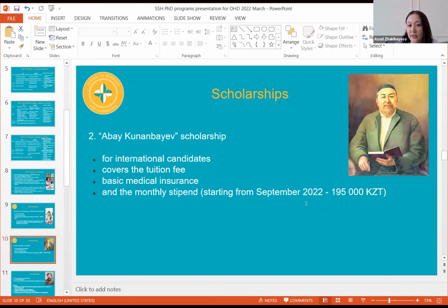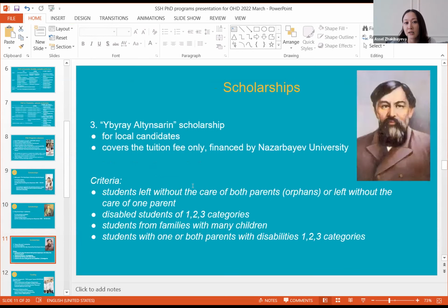For international applicants, we have a scholarship called the Brighton scholarship. It works the same as the local Nazarbayev University grant, and covers the tuition fee and medical insurance, and the stipend is the same as for local students. Another scholarship is called the Brighton Science Scholarship.